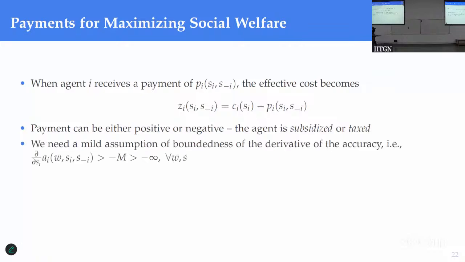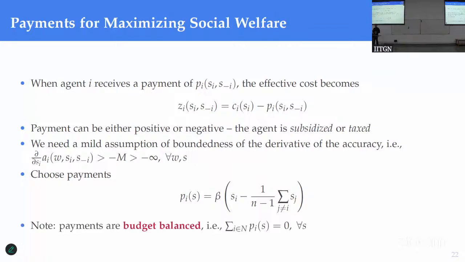Okay, we need some mild assumptions on boundedness of these accuracy functions, but they are not that strict. The payment is essentially a function which looks like this. It has similarities with the dGVA mechanism, if you are familiar with that. One of the interesting things is that beta is a constant that you can choose as a designer. And the important part is that this payment is budget balanced. If you sum all the payments, it will automatically be 0.